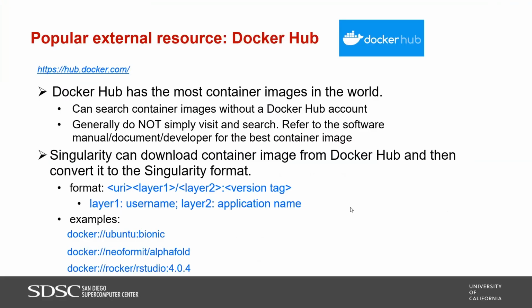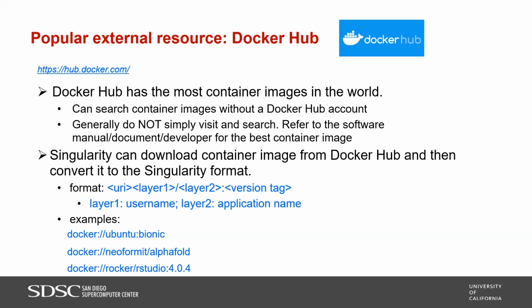But I would not recommend you to just visit Docker Hub and search for the tools you want. Instead, please refer to the software manual or software documentation, or ask the software developers for the best container images. Because if they have a Docker image or Singularity image available, usually they will upload it or save it somewhere in Docker Hub. So you can find such information in their software's manual, and you know which one the developer recommends.